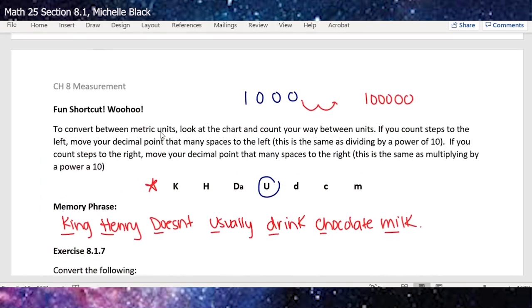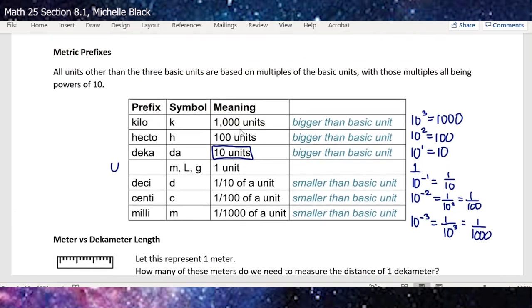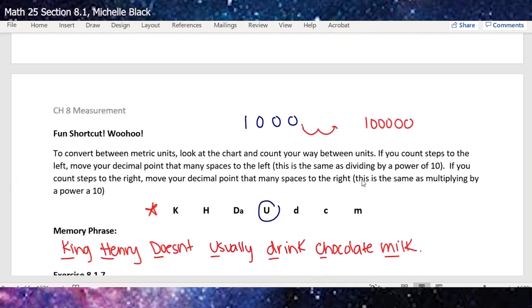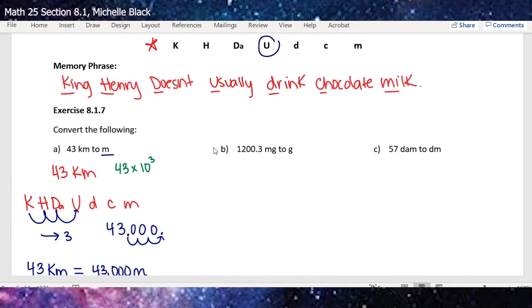which makes sense if we go back to our table. It takes 1,000 meters to measure 1 kilometer, right? Because 1 unit, it would take 1,000 of those units. So I need to multiply by 1,000, or 10 to the power 3. If you want, you can pause the video and try parts B and C on your own, and then come back and check your work.